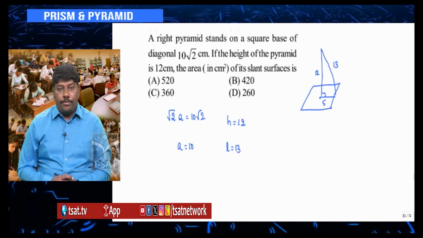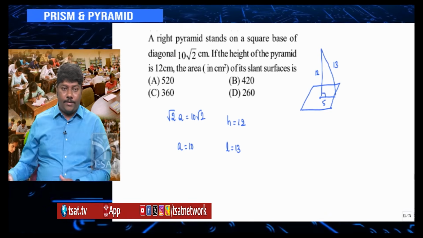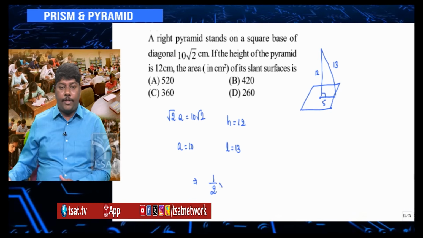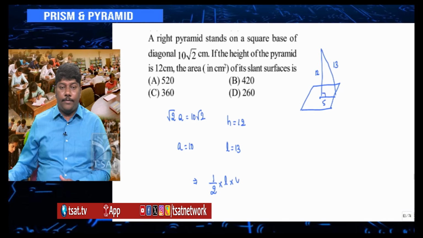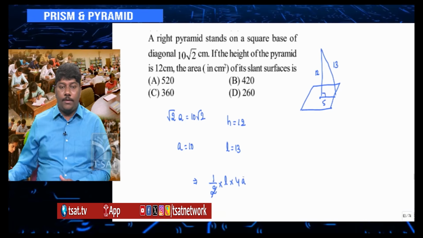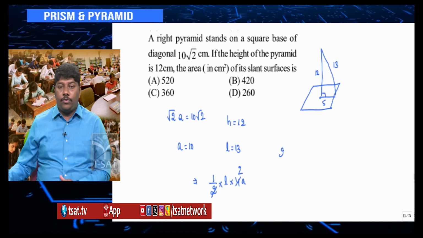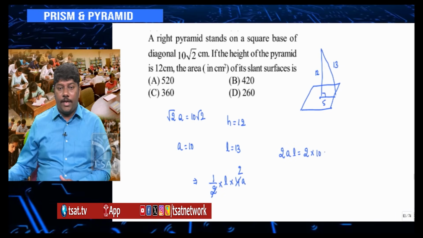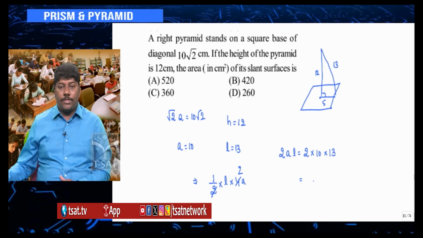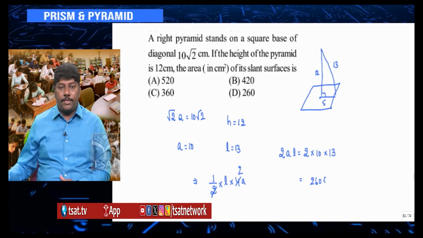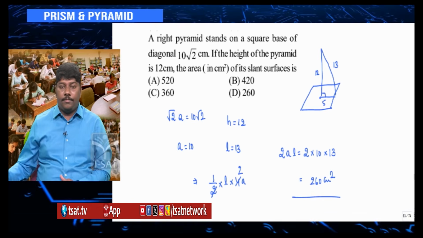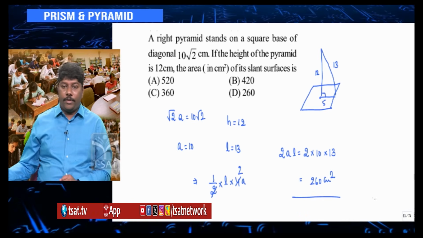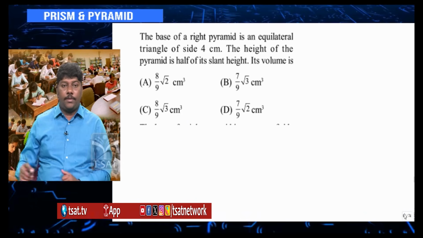So, he is asking what the slant surface area is. The area of the slant surface is half into slant height into base perimeter, that is 4a. Half of 4a is 2a, so 2aL. A is 10, L is 13, which is 260 centimeters square. So, the slant surface area is 260. Look at the next one.